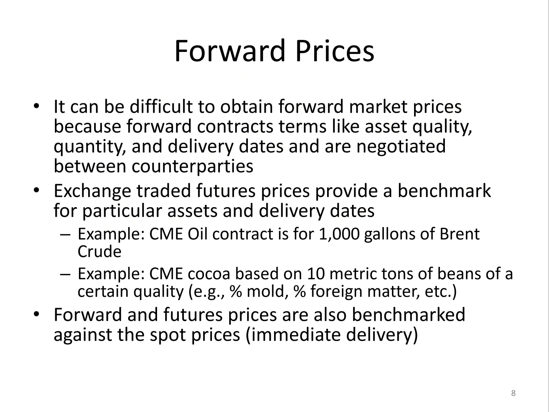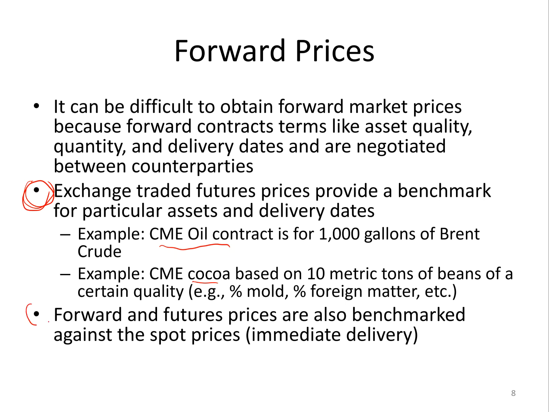It could be very difficult to obtain forward market prices because forward contract terms like asset, quality, quantity, and delivery dates are all negotiated between counterparties. A couple benchmarks we have for forward prices are: one, we could look at exchange traded futures prices. For example, the Chicago Mercantile Exchange oil contract is for 1,000 gallons of Brent crude. Or we look at the Chicago Mercantile Exchange cocoa contract, which is based on 10 metric tons of beans of a certain quality. For example, percentage of mold, percentage of foreign matter, and etc. So they provide a benchmark if you're trying to negotiate a forward contract.